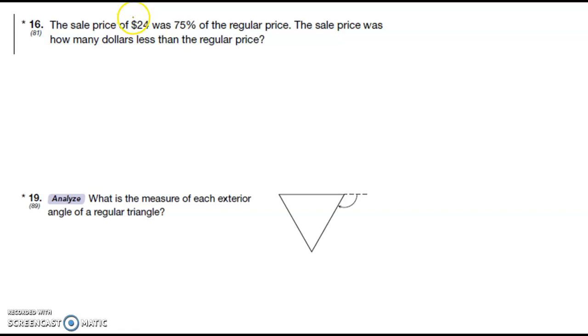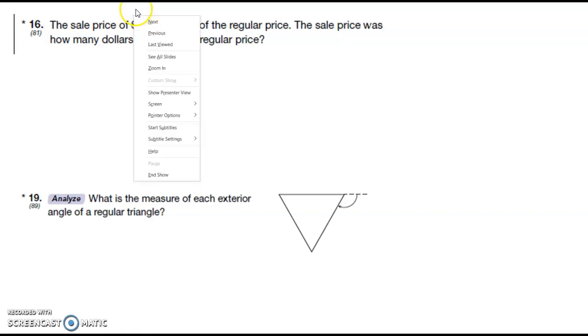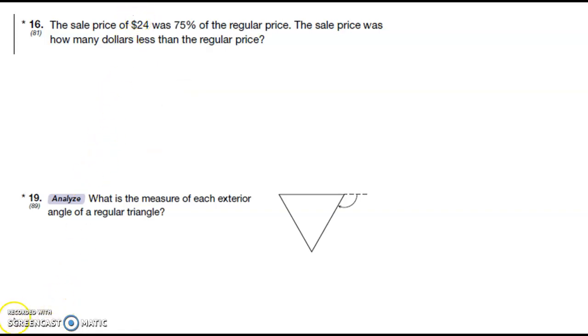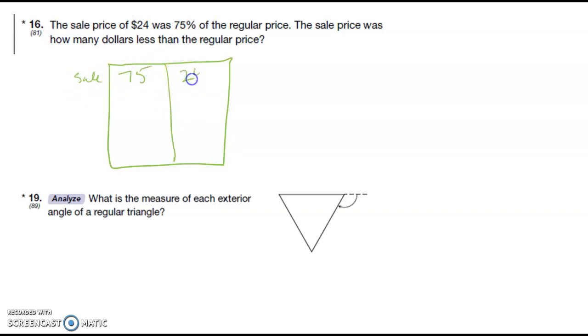The sale price was $24 and was, all right, 16. The sale price of $24 was 75% of the regular price. So if I have sale, I have 75, I have 24, this is 100. Was how many dollars less than the regular price?